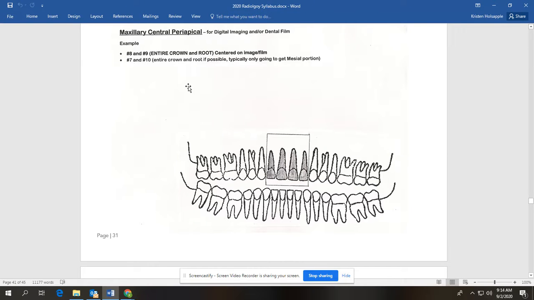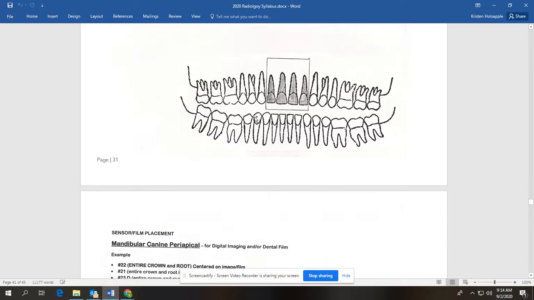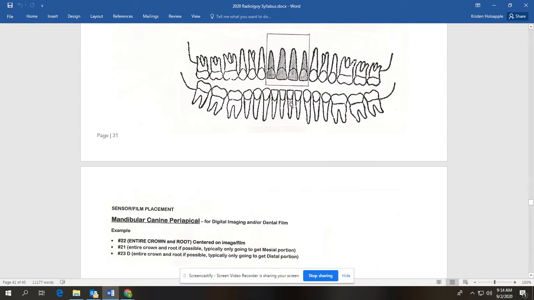Then you have your maxillary central periapical. The most important part on this image is number 8 and number 9, that you have the entire crown and root centered on the film. That goes for the same for the bottom teeth as well.